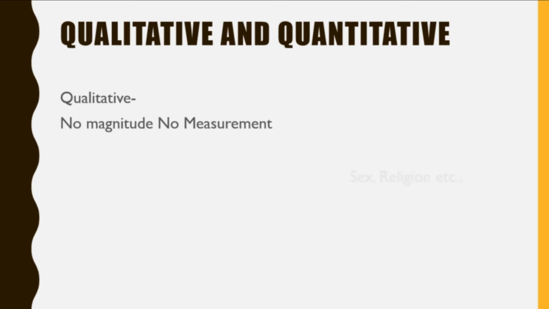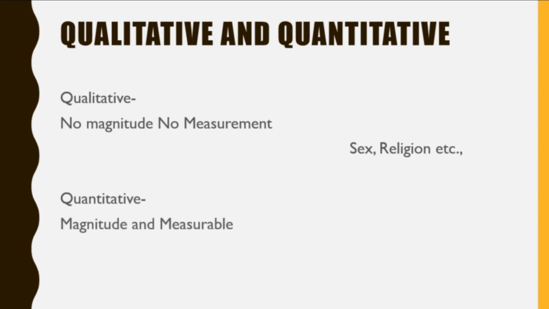A few examples for this qualitative type of variable: sex, religion, and other types. Fine. You cannot say male and female have magnitude; we cannot give measurement to these things. Those kinds of variables are called qualitative variables, whereas the opposite is quantitative variables. Numericals are assigned, magnitude is possible, measurement is possible. For example, intelligence, age, all these things. There is magnitude, and it is possible to measure these types of variables. Those are called quantitative variables.